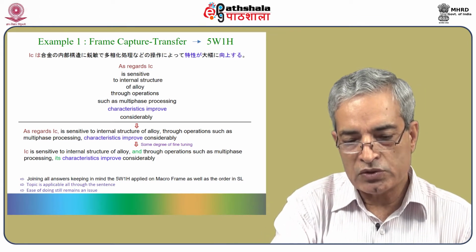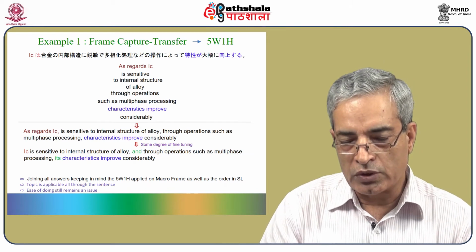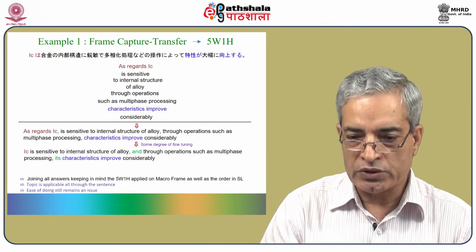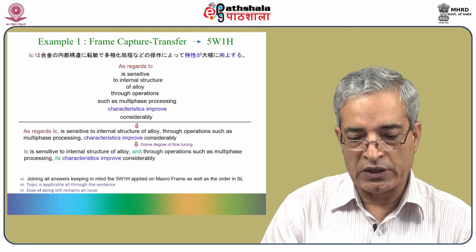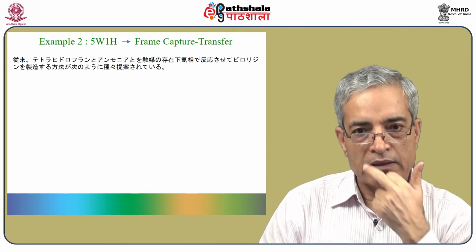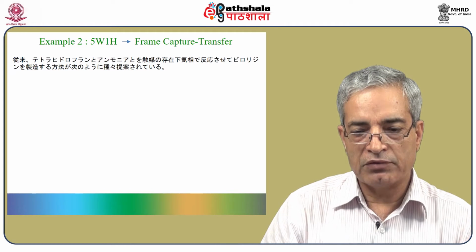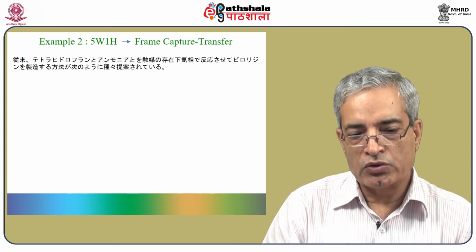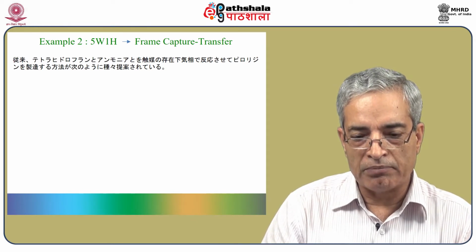In the previous slide also, it's mentioned that ease of doing still remains an issue. You have got to go through such a big process of frame capturing, frame transfer, putting questions to ascertain whether your frame capturing and frame transfer is going to be correct. So the ease of doing is not so good so far. Let's see another example where we are starting with 5W1H, applying this technique first, and then moving on to the frame. The example is tetrahydrofuran to ammonia. These are the two chemical compounds or chemicals.